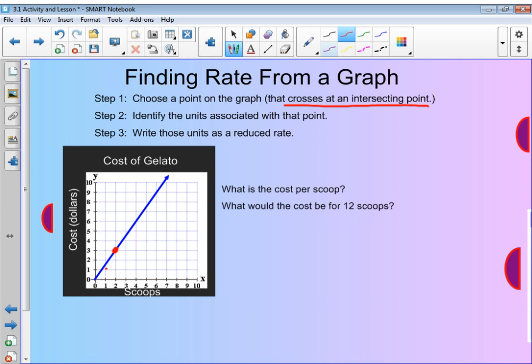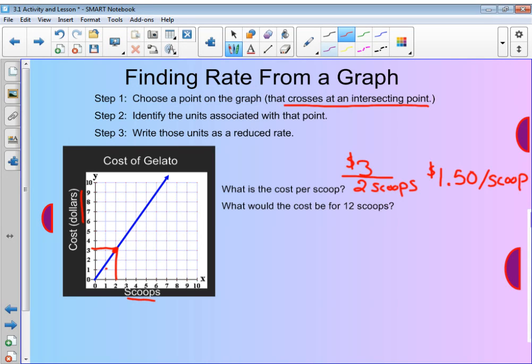So let's do our Y first, because remember that's always our top number. So our Y is our 3, and that was our dollars per. This is a 2, and that's our scoops. So now if I want to know cost per scoop, now I can divide it out. 3 divided by 2 would give me 1.5, which is $1.50 per scoop.